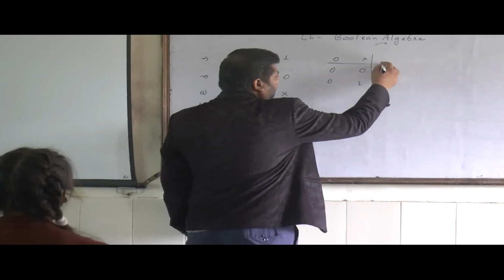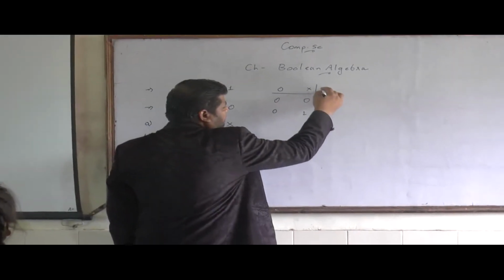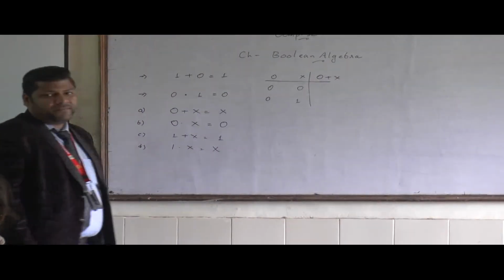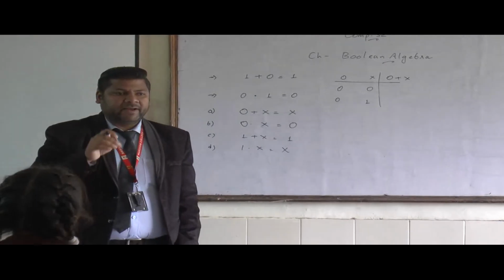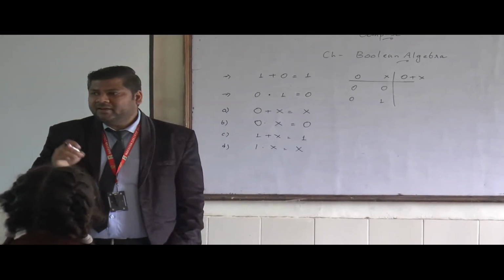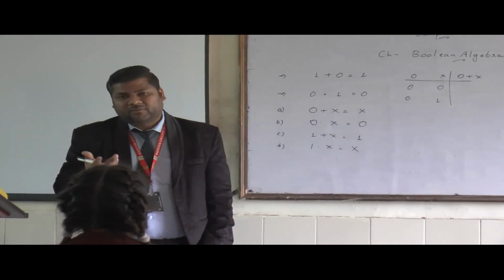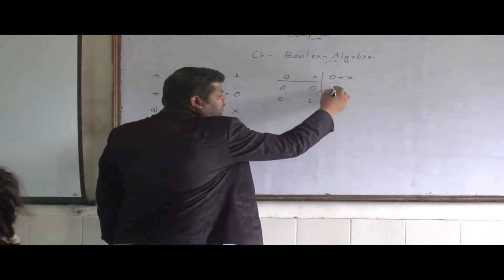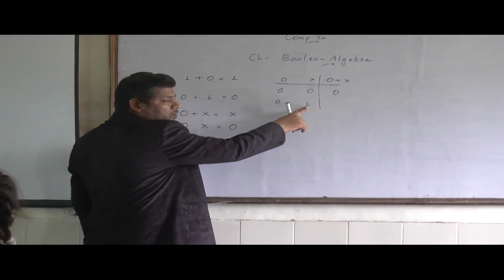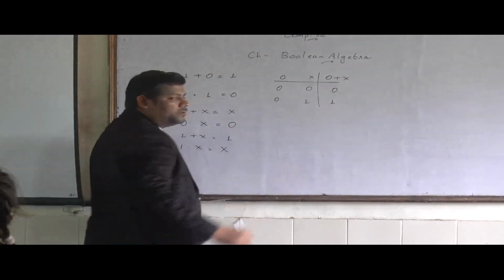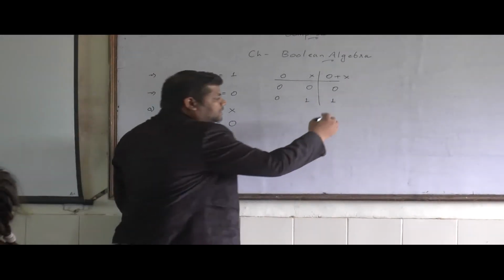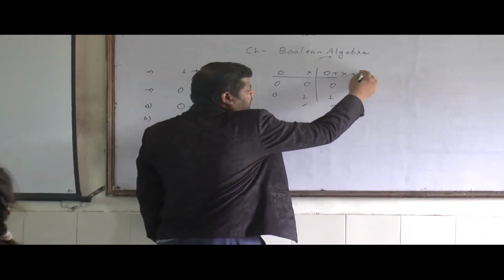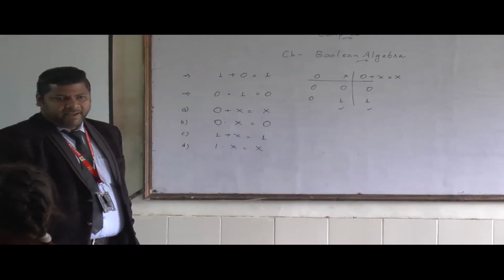So now let us see what will be here. And what is the operation? Plus. Plus means OR. So according to the OR operation, if any one input is high, what will we get? 1. In this case, both inputs are low, therefore 0 will be produced. In this case, one input is high, therefore 1 will be produced. So is this column matching with this column? Therefore, we can say 0 plus x equal to x.